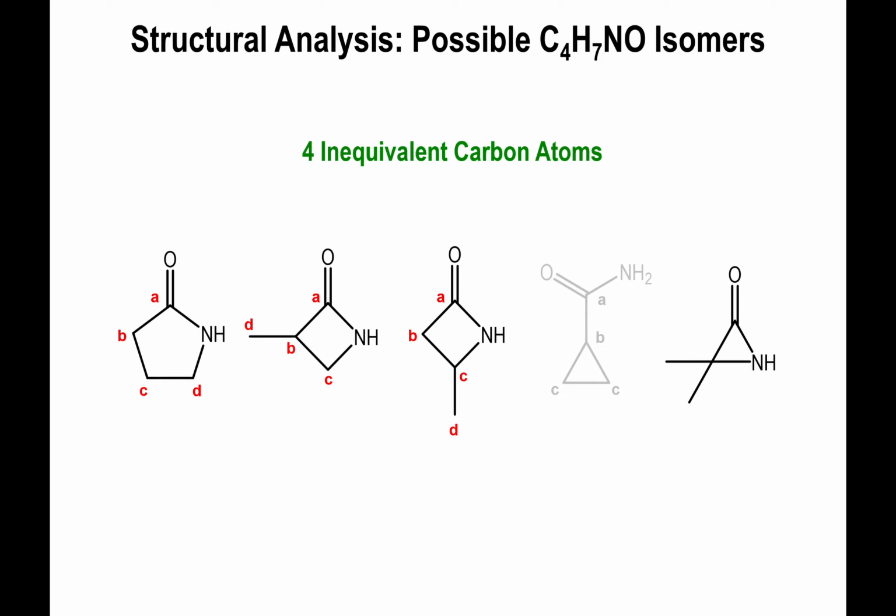We eliminated it. And then we look at the final one right here. Well, carbonyl carbon is unique, quaternary carbon is unique, but then you have CH3 and CH3, which are the same as each other. So you only have 3 inequivalent carbons, meaning that this structure is also gone. It's no longer an option. All right, so we've narrowed it down to 3 possibilities for the structure. It's time to look at the proton NMR.